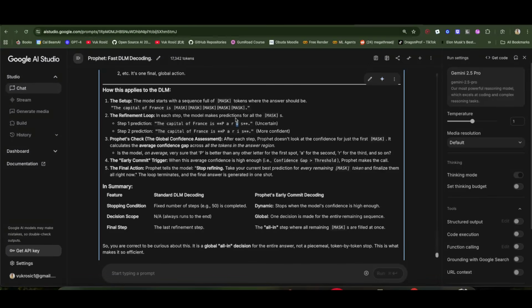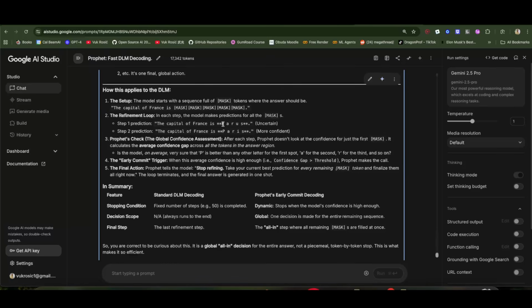And to know if the model is confident, what they do in this paper is check the probability of the highest probability token versus the second highest probability. If the gap is large between first and second, then the model is very confident that the first token is there. It has a lot higher probability.